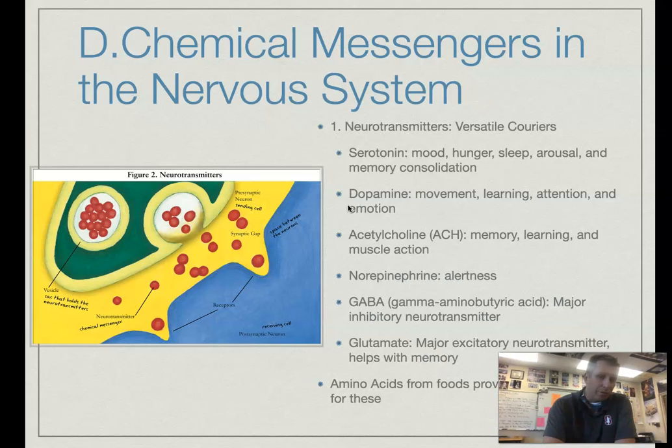Amino acids from foods provide the building blocks, these proteins, for all of these neurotransmitters. Stomach digestion loses its efficiency after age 25, and you don't get as much from the amino acids from our foods as we need, so you might have to supplement that with vitamins. Gotta be an old person.